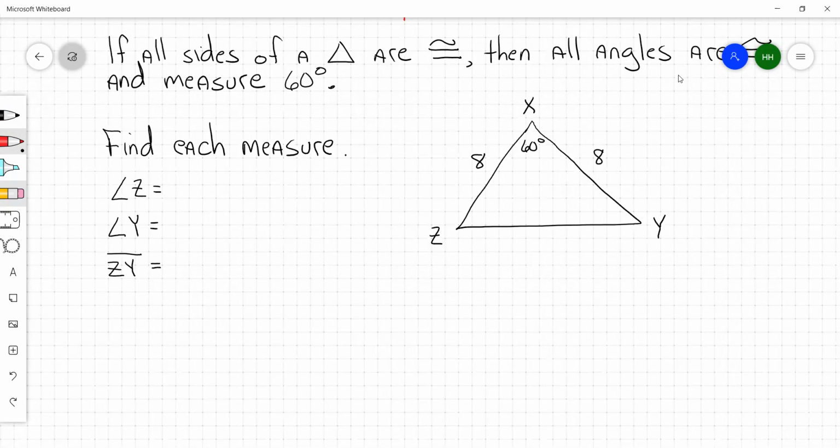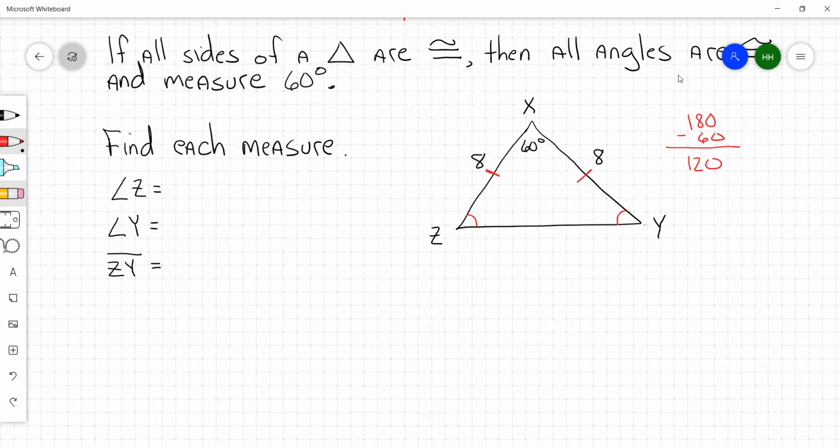All right, so we got two sides of a triangle and they're congruent to each other, agreed? What do you know about the angles opposite those sides? They're congruent as well. So if angle X up here is 60 degrees, how many degrees do we have left for Z and Y? We got 120 left, right? Because if you take 180, you subtract 60, you get 120.